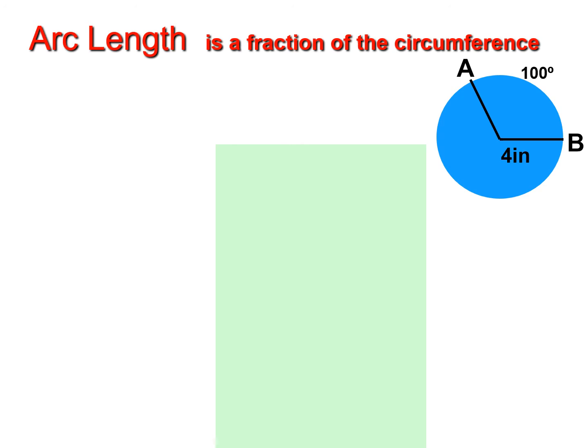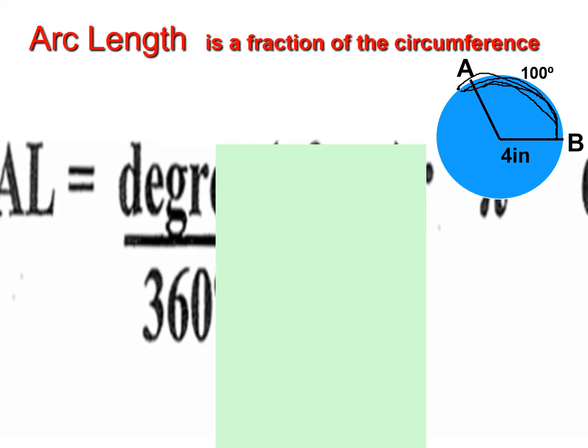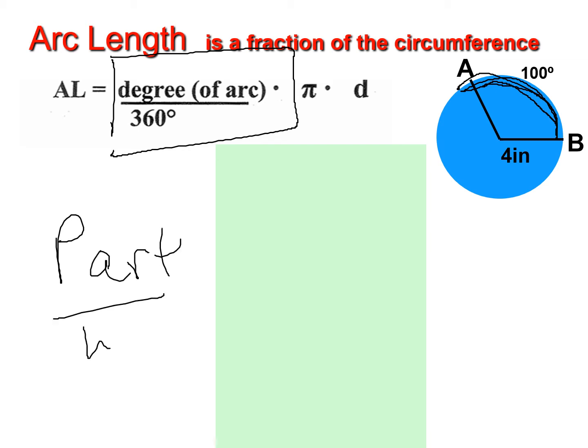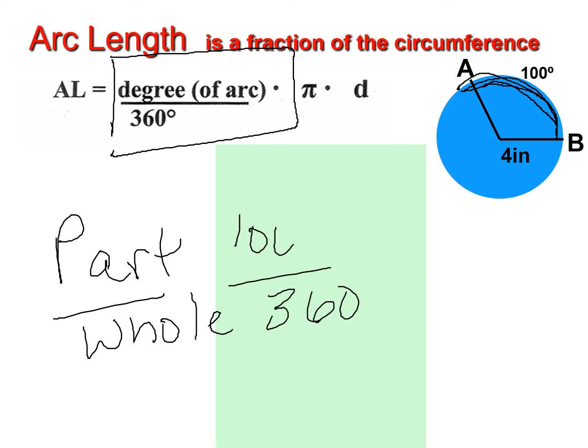Alright, then we deal with arc length. So we've done these in the past where you found the degrees, but now how long is that in inches? And so the formula is almost the same as what you were just doing, except you have to do degree over 360. What are you doing with that fraction? It's the part over the whole. The whole amount in degrees is 360. What part do you have? In this problem it's 100.